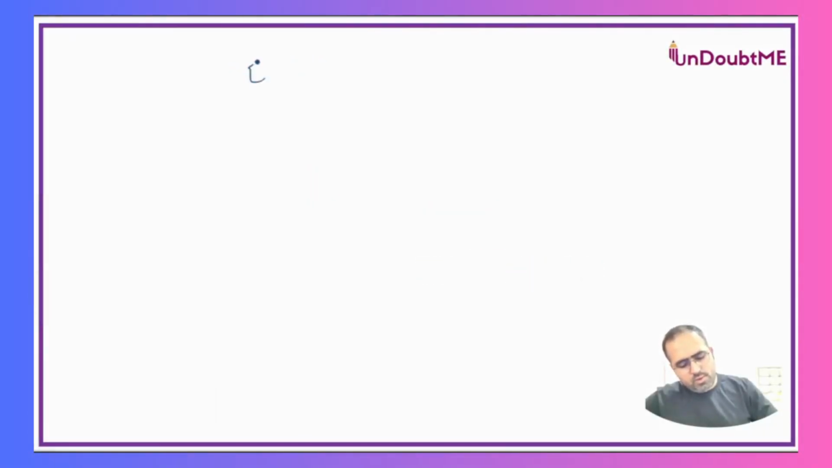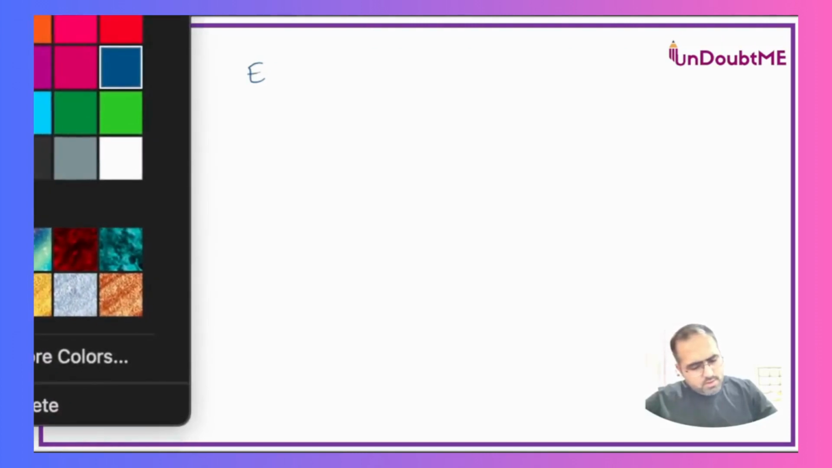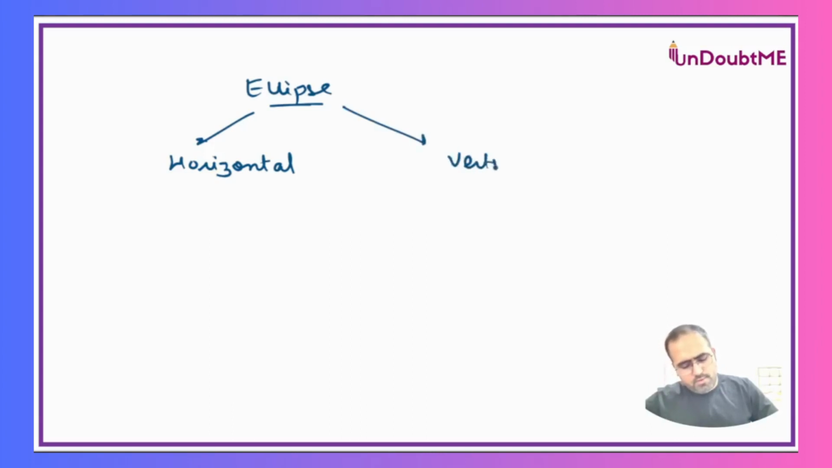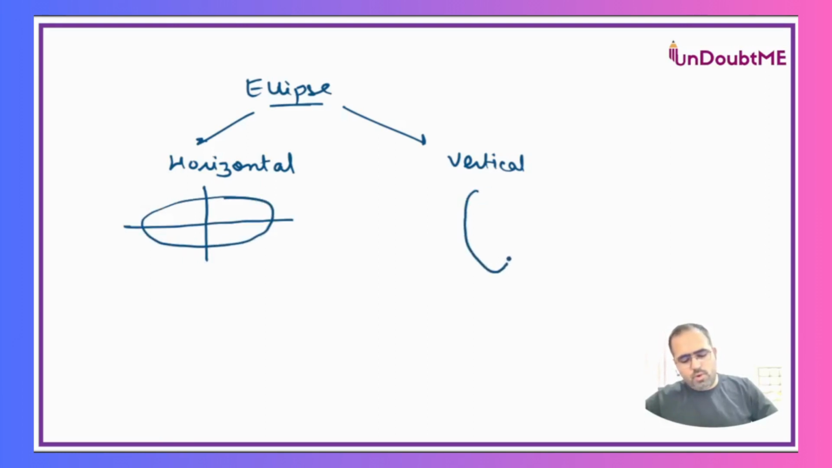So there are basically two types of ellipse. One will be the horizontal ellipse and the other one is the vertical ellipse. Horizontal ellipse looks like this. Vertical ellipse is like this.